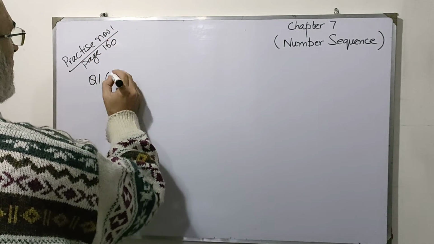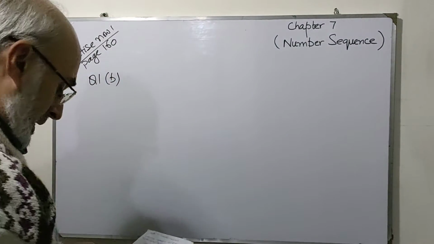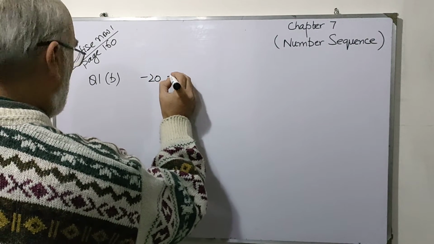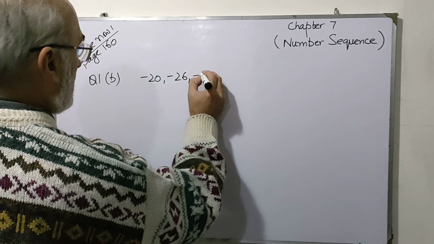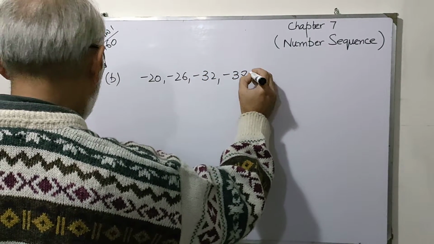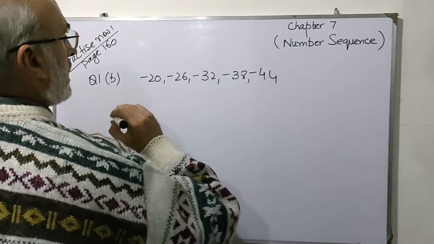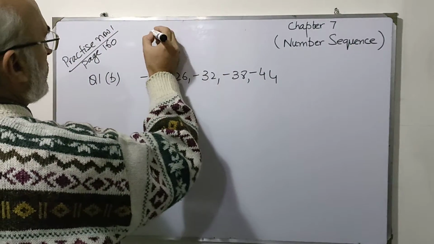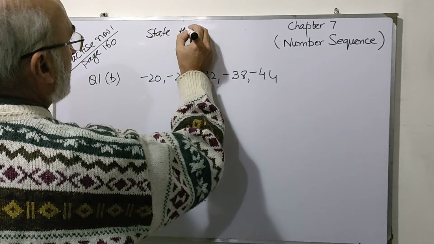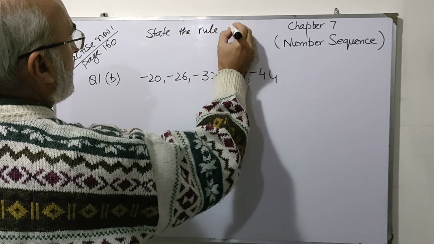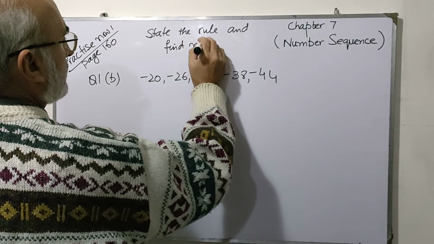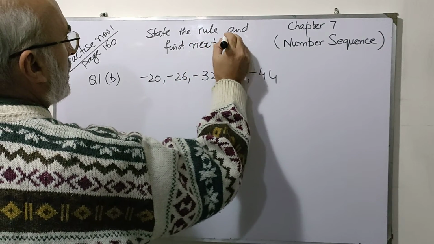Question 1, and I'm taking the B part. It is -20, -26, -32, -38, and -44. Okay, and what we have to do: state the rule and find the next term.